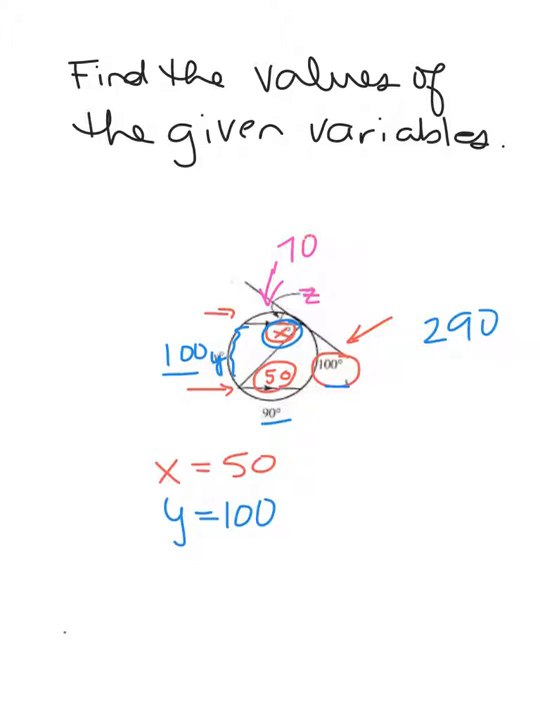So that's the only part of the circle that isn't marked up. So because that's 70, and z right here is an inscribed angle using a chord and the tangent, it's going to be half of that. So z has a measurement of 35.